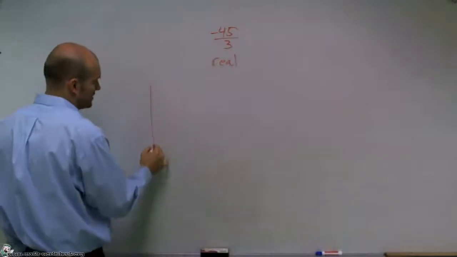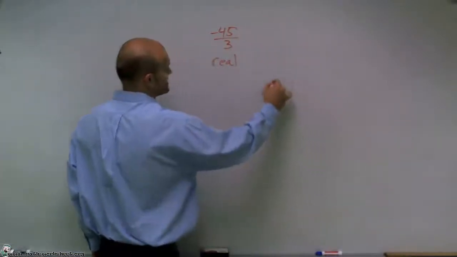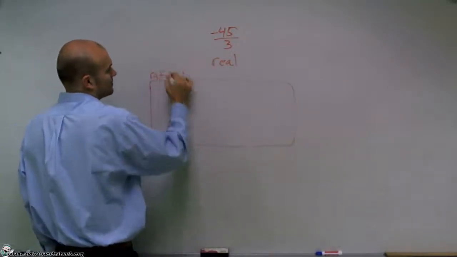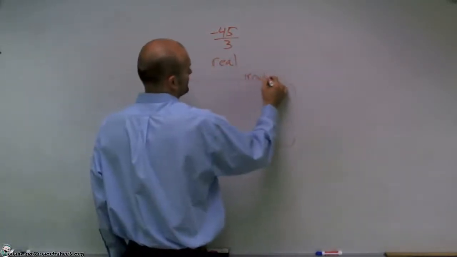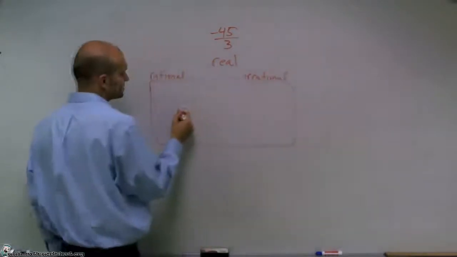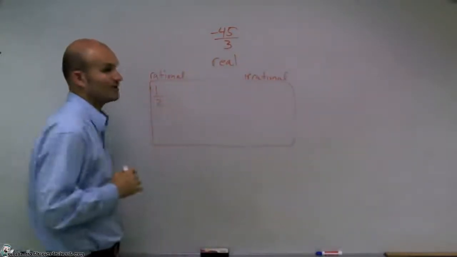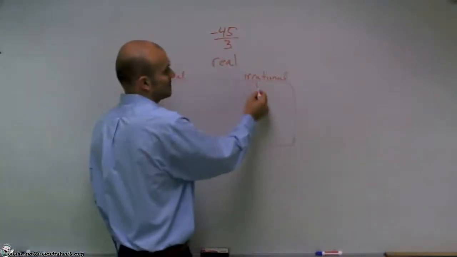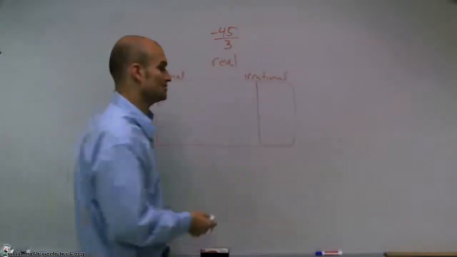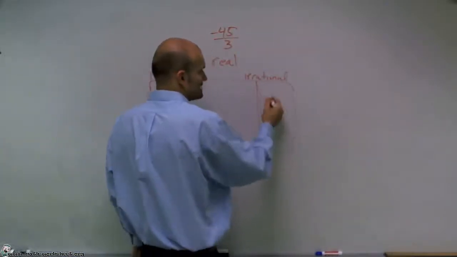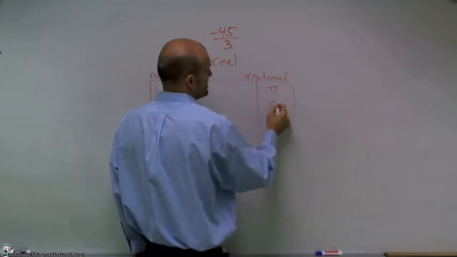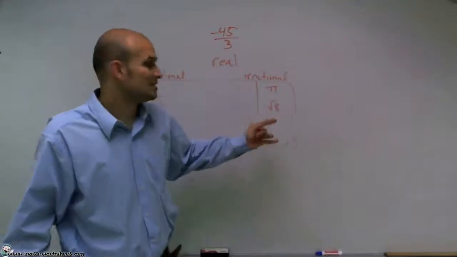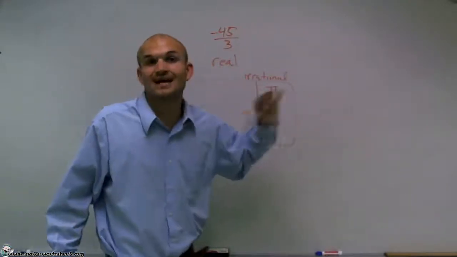And when classifying real numbers, there's two major categories we've got to separate them into. The first category is either rational or irrational. A rational number is a number that we can write as a fraction. An irrational number is a number that we cannot write as a fraction as far as the exact value of it. My two examples that I like to use are pi and the square root of 8. Pi is 3.14159, and it goes on forever.